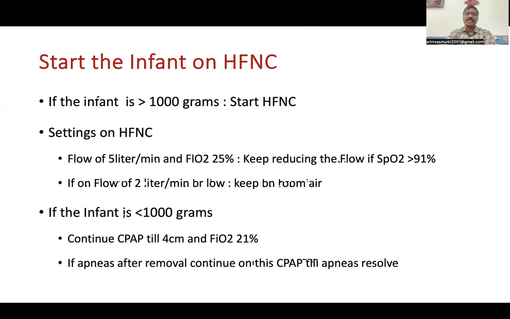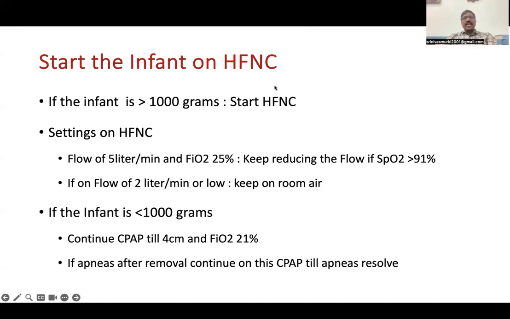But if the baby is less than 1 kg, you continue the CPAP pressure of 4 till the FiO2 is dropped down to 21% from 25%. Once the baby is on 21% and CPAP of 4, and there are no apneas for 24 to 48 hours, then you can switch over the baby to room air. Sometimes the moment you switch the small babies, less than 1 kg, to room air, you may see recurrent apneas or worsening distress. And these babies may be on prolonged CPAP for lung growth and also for preventing the apneas and for improving the lung condition. So that is how the story of this baby ends.